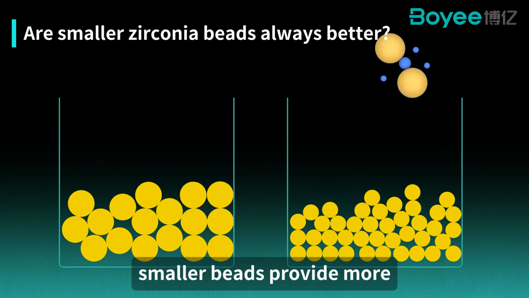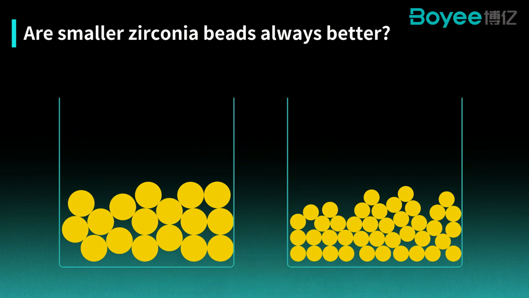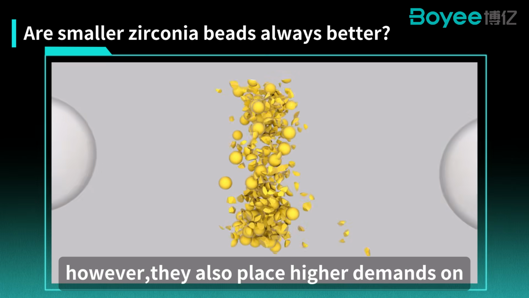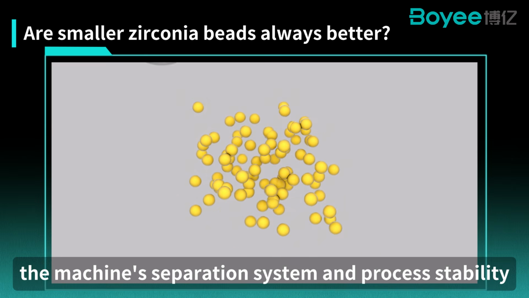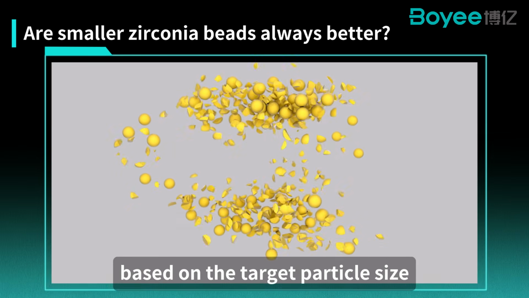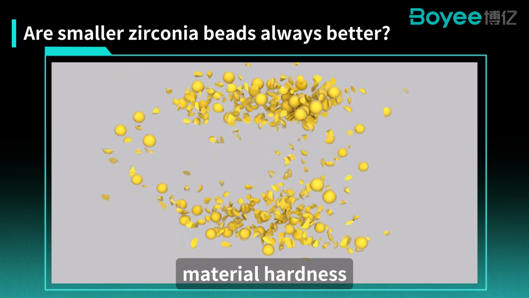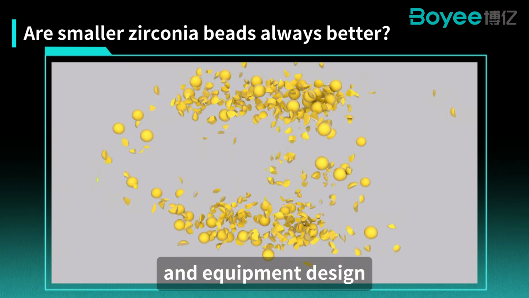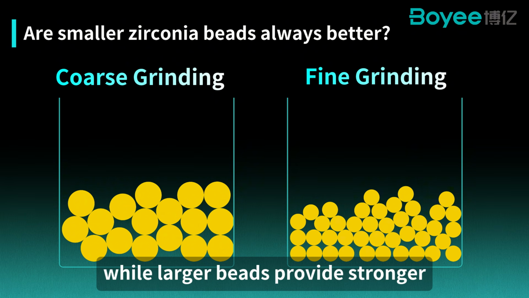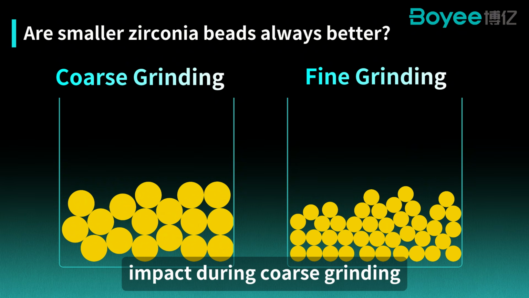Smaller beads provide more contact points per unit volume, making them ideal for nanoscale grinding. However, they also place higher demands on the machine's separation system and process stability. Therefore, zirconia bead size should be selected based on the target particle size, material hardness, slurry viscosity, and equipment design. Smaller beads are preferred for fine grinding, while larger beads provide stronger impact during coarse grinding.